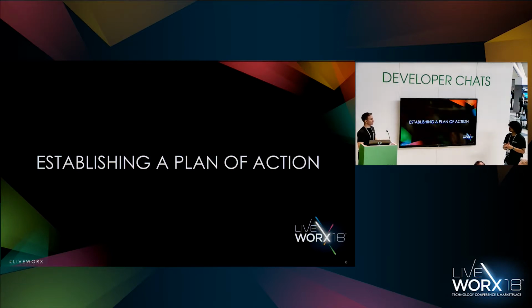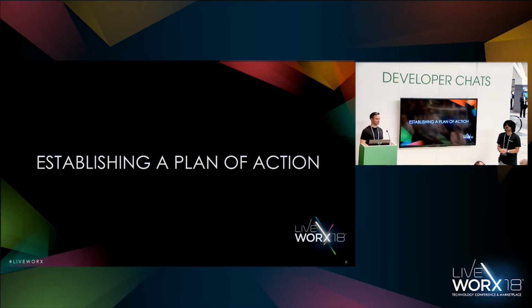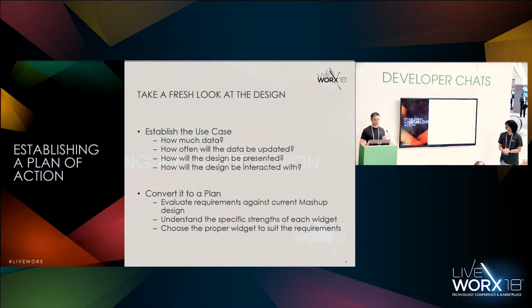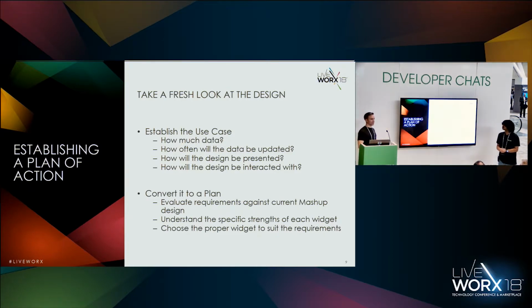The next step is to establish a plan of action. How do I correct the problem? Say you have a mashup that has these issues. It's a little slow, it has race conditions or whatever, it has loopbacks. It has problems that you want to avoid. The first thing you really want to do is figure out how you're going to solve it, and that starts with establishing its use case.